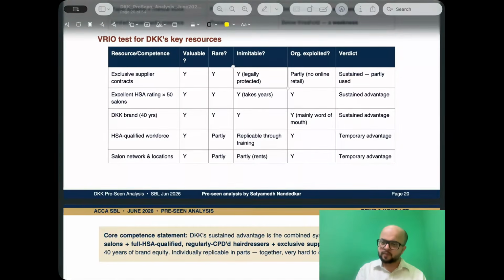ठीक है? देख लिया? Yes, I will be giving one mock with respect to pre-seen also, but you will get that on Friday. No, you will get that tomorrow. Tomorrow is Thursday na. You will get that tomorrow.